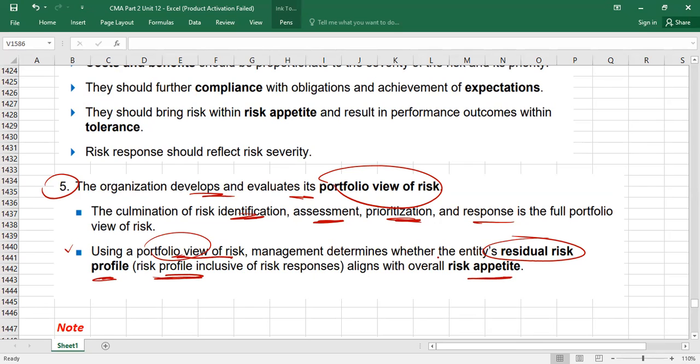Management determines whether the entity's residual risk profile, inclusive of risk response, aligns with the overall risk appetite or not. Whatever risk responses you are applying, are they aligned with appetite? Appetite means those responses bring the risk within your willingness to accept the risk, or it is beyond that. This is what is called portfolio view of risk.